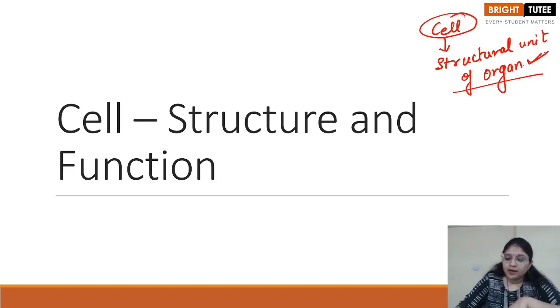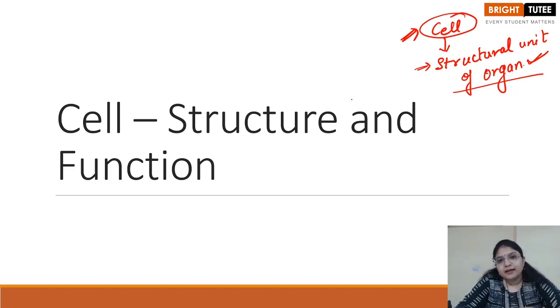Now, if you remember, when we were studying the small intestine, we saw that on the inner walls of the small intestine there were villi, right? And those villi, when we magnified them, were made up of microvilli, right? And if we take a slice of the microvilli and observe it, we will find it is made up of small units called cells, right? So this is why we say that the cell is the structural unit of the organ.